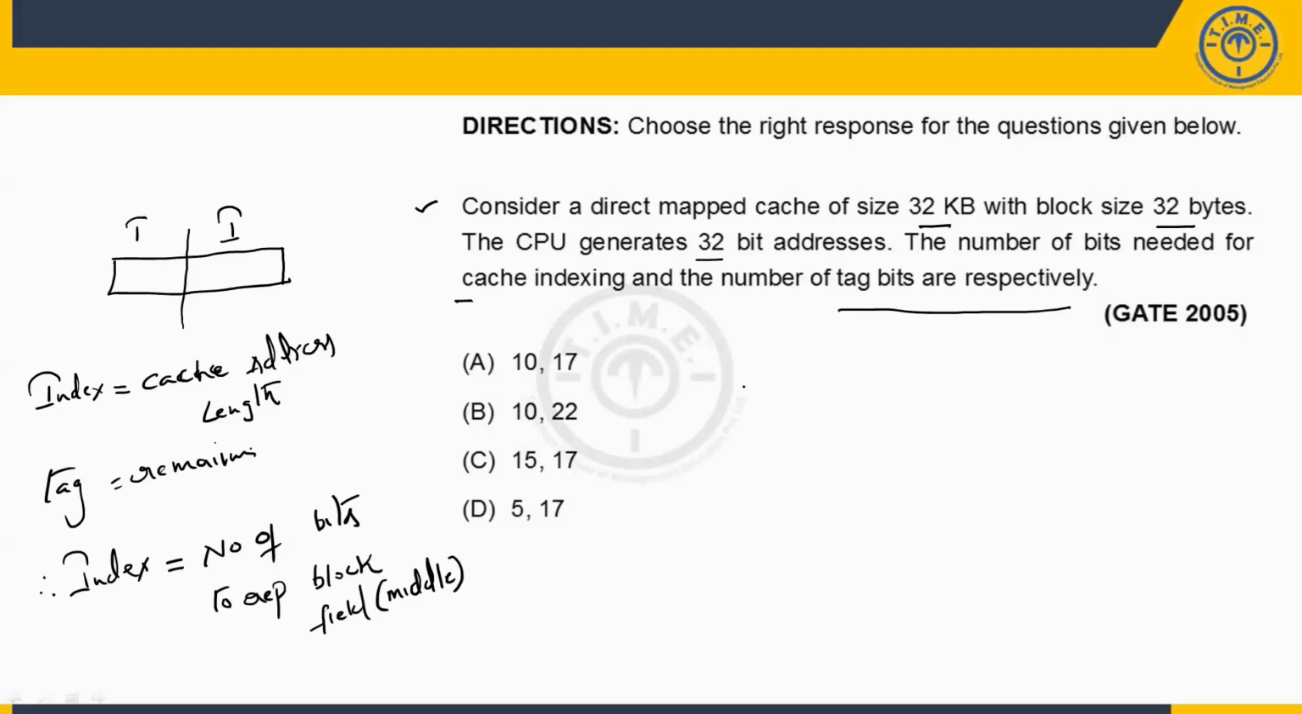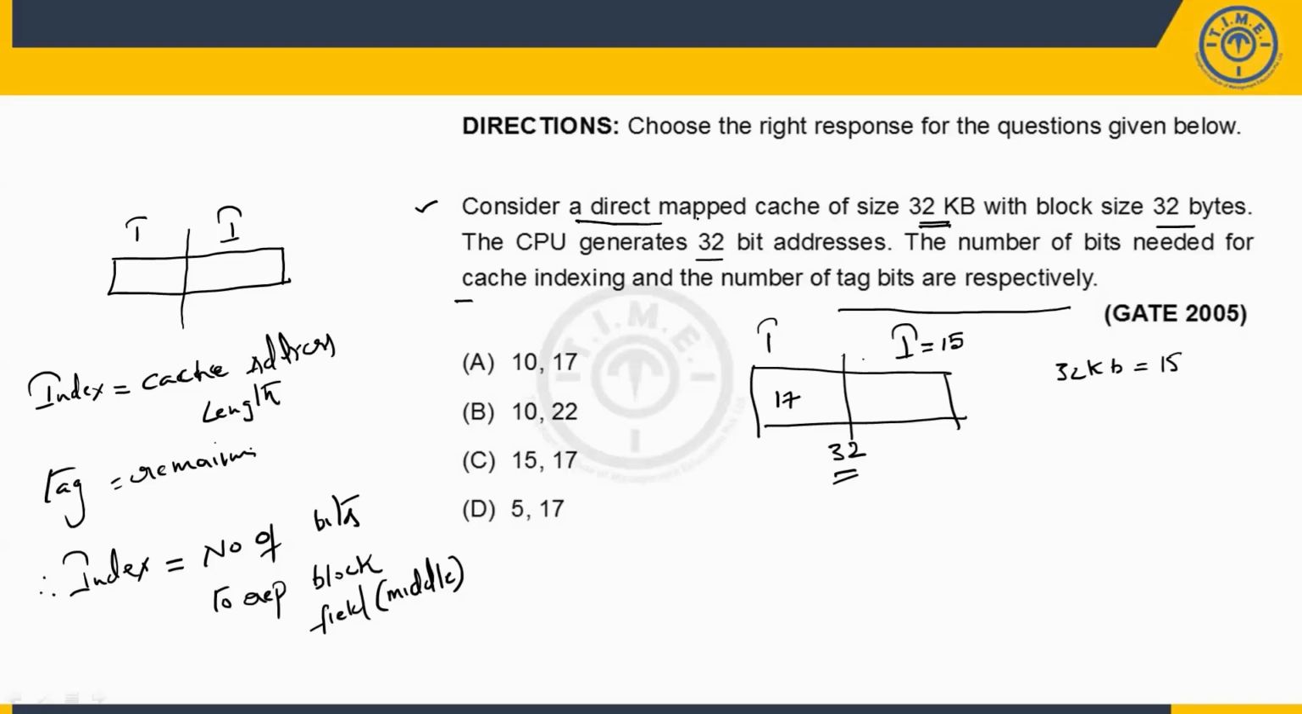Now let us take the same example here. This is our total 32-bit address size, in which initially we need to divide this into index and tag. What is index here? Initially, just go for the cache address length. What is the cache address length? It is 32 KB. To represent 32 KB, we require 15 bits. Index is equal to 15 and the tag is equal to 17.